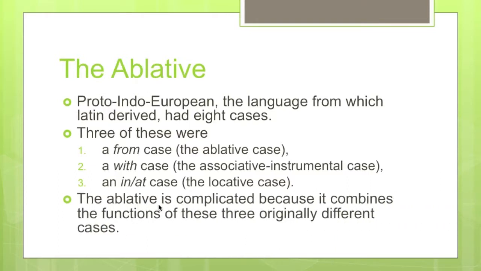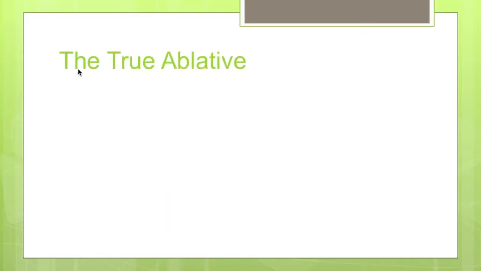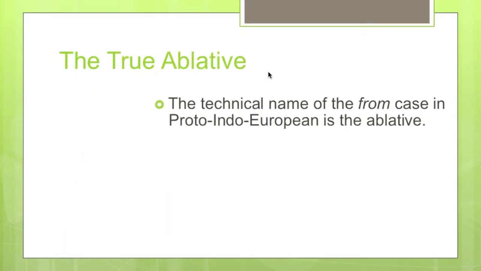The ablative in Latin is complicated because it combines the functions of these 3 originally different cases. In other words, what happened in Latin is that the ablative case wound up absorbing all these meanings into itself. And the result is that it's very complicated and has very different functions. Let's talk about the true ablative first.